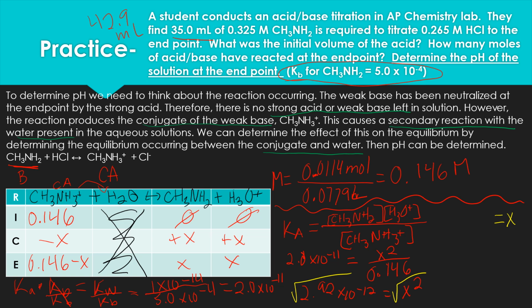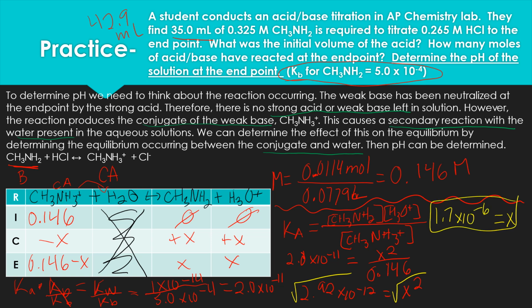I messed up my calculation here. Okay. So the square root of our answer. Clicked the right buttons that time. And we get 1.7 times 10 to the negative 6th. And that is our x value.